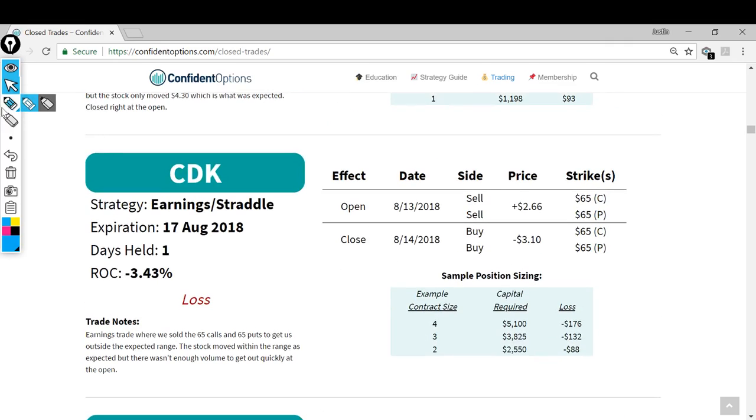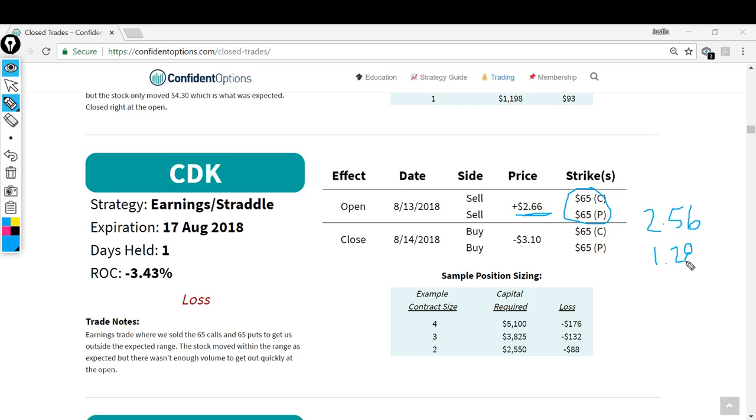What we ended up doing was selling the straddle, which is selling a call and a put at the same exact price, and we collected $2.66. The actual expected move was $2.65, so that got us right at the expected move. And the stock only moved, let's see, what was it? $1.28. So it moved exactly and did exactly what we want. But let me show you exactly what happened.